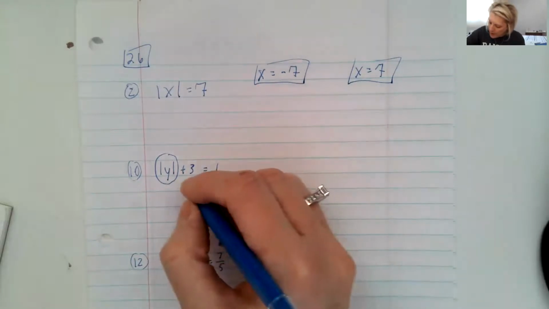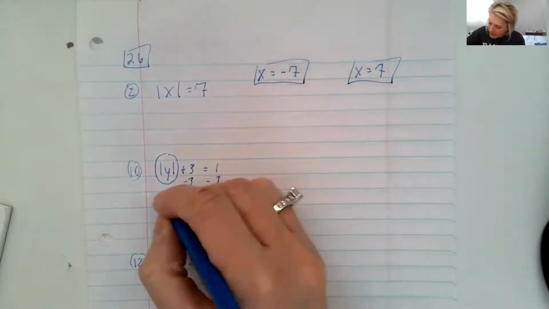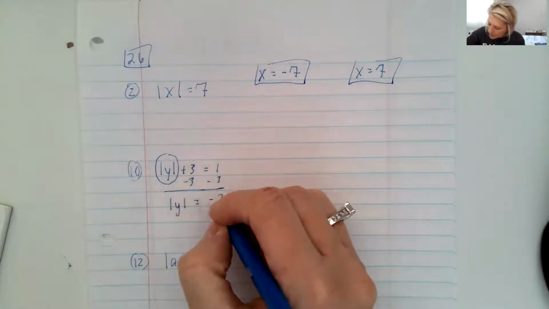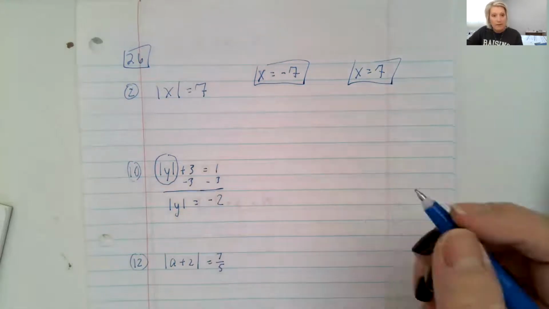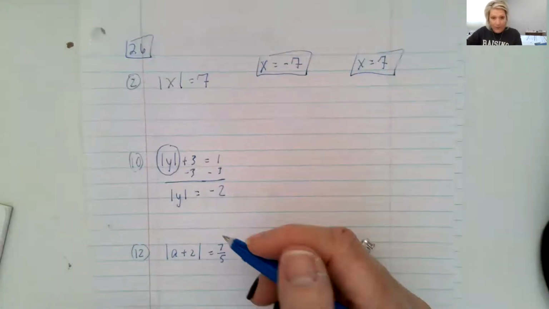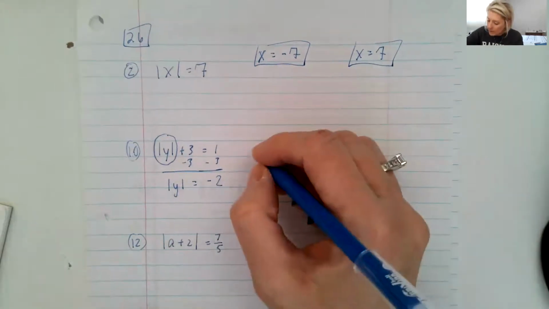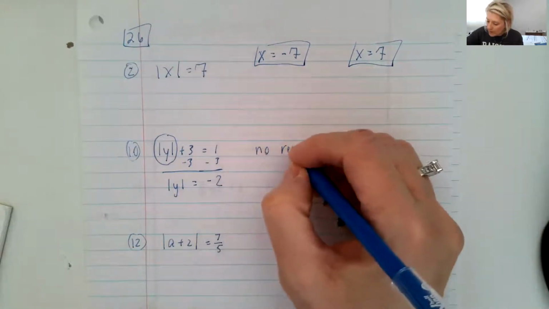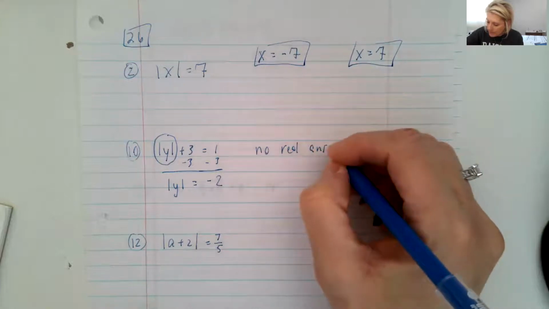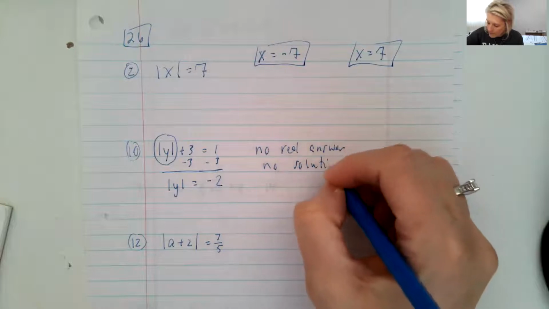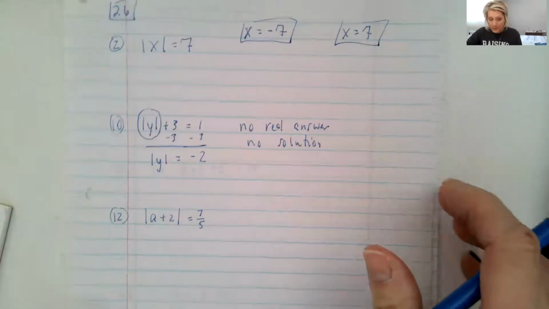We subtract 3 from both sides, and we get the absolute value of x equals a -2, and we can never get that. We just said that no matter what goes in, a positive comes out. So there is no real answer. No solution to that. Sometimes that happens.